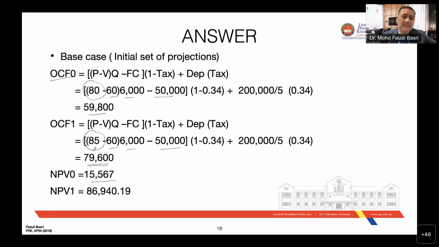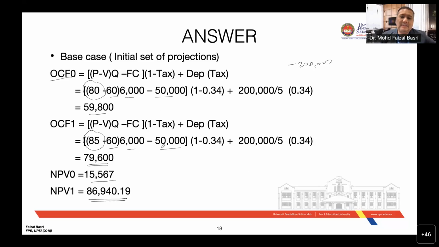And again, using the same method I've showed you just now, using calculators, how to find the NPV. So in this case, the cost still remains at negative 200, or minus 200, the initial cost. But our operating cash flow is RM79,600 every year. Okay, so here we get the net present value of RM86,940.